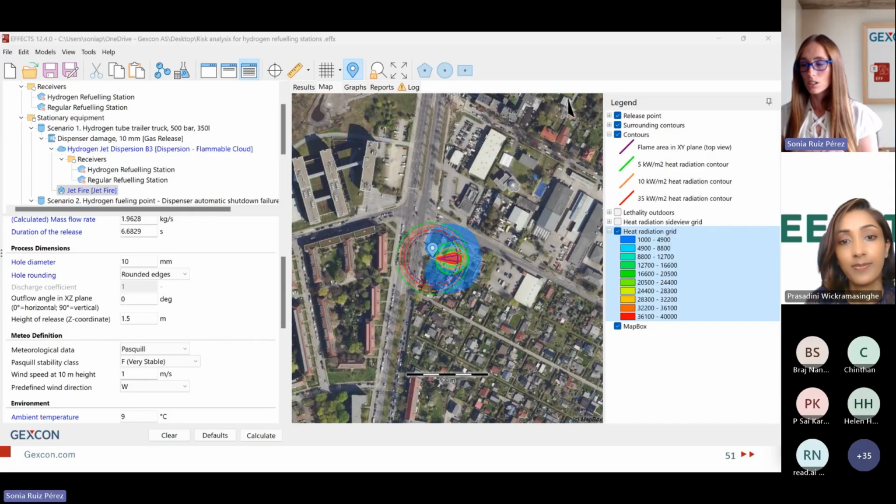Typically you would conduct a sensitivity analysis and perform calculations for multiple hole sizes so that you can get an idea of what are the different consequences using different hole sizes. So it's just an example. You would want to do full bore rupture, smaller hole sizes, bigger hole sizes to make sure that you cover the entire range of the possible worst case scenarios.